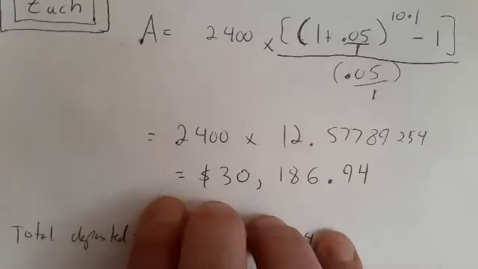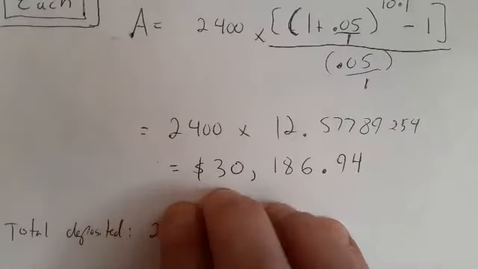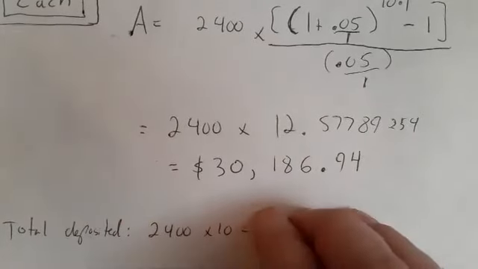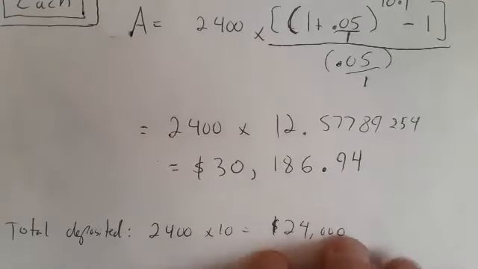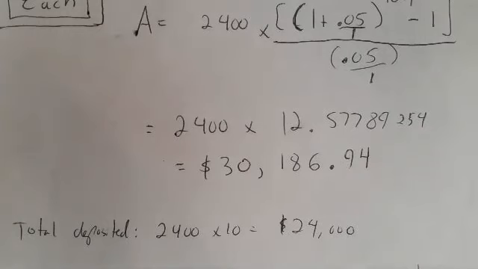And then if we look at his total deposit, he's depositing 2,400 and he's doing it for 10 years, once a year. I don't want to spend a whole lot of time, but you might notice his total deposit is the same as the other one's, right? They're both depositing the same amount into two different accounts.